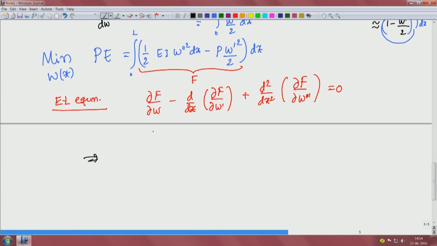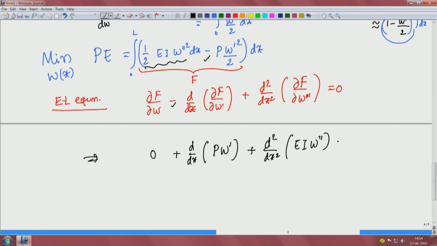The first one anyway, that is 0 because there is no w in here, w prime is there. So, minus w prime is there, that becomes minus of minus plus, dou f by dou w prime, d by dx of dou f by dou w prime will become P. That is why minus of minus I already took care of that minus, and this minus becomes plus P into w prime, 2 and w prime square they cancel. So, that is what I get, and then plus d square by dx square into E I w double prime, that is what I get when I take derivative of that with respect to w double prime equal to 0.